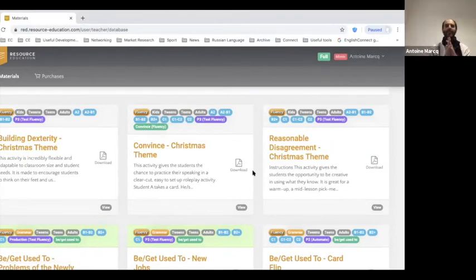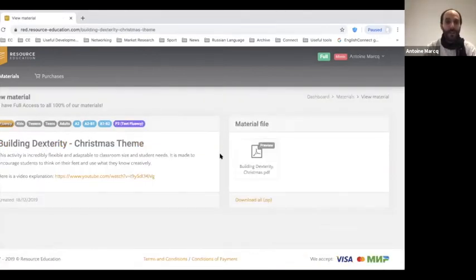It's not the first building dexterity you see. Oh, I forgot to show you the cards. All building dexterity activities are really powerful, not only to develop fluency in your students, but basically dexterity is flexibility of the mind, how quickly we can find different topics, different associations.